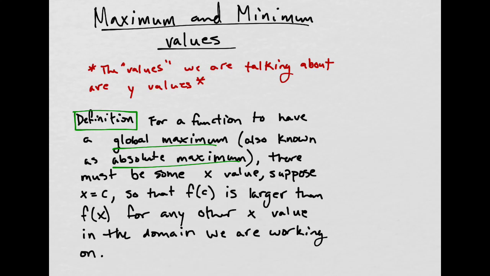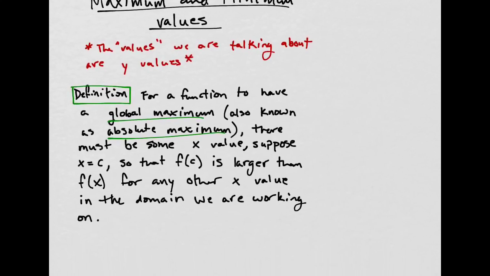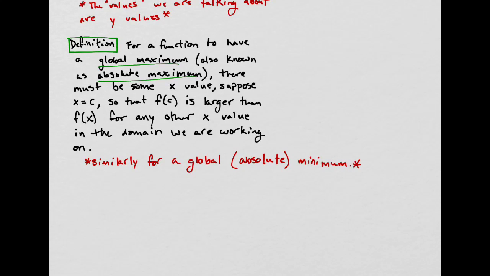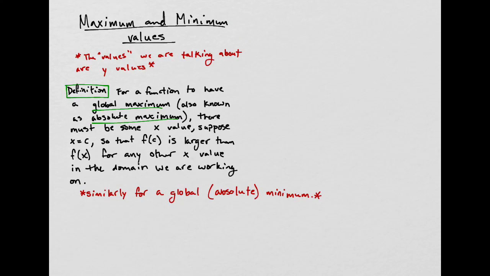And it's similar for a minimum value, or a global minimum. It just has to be the lowest y value. So I'm just going to write that. It's a similar definition for an absolute minimum or a global minimum. So what are we looking for? Pretty much the highest point on the graph. So let me just draw something up real quick and we'll see.